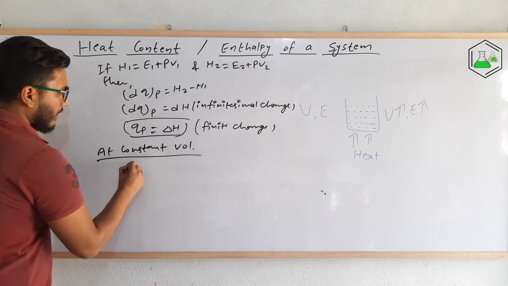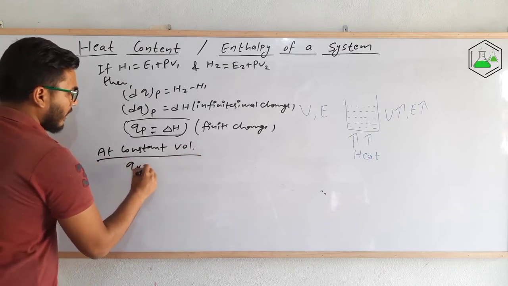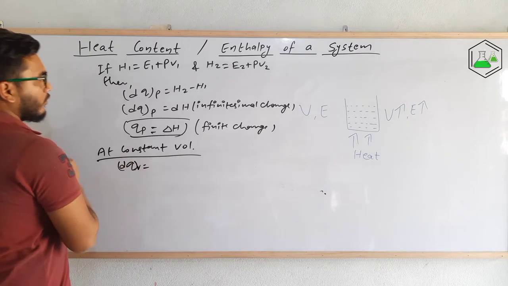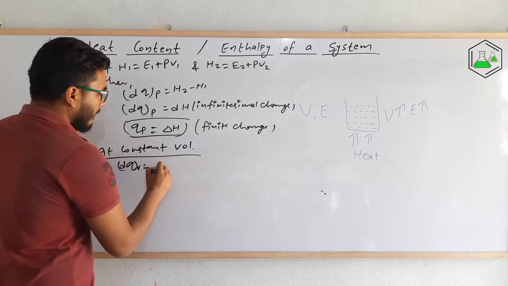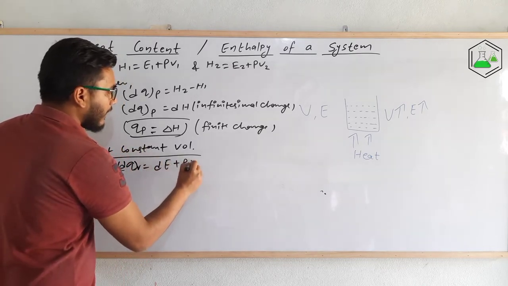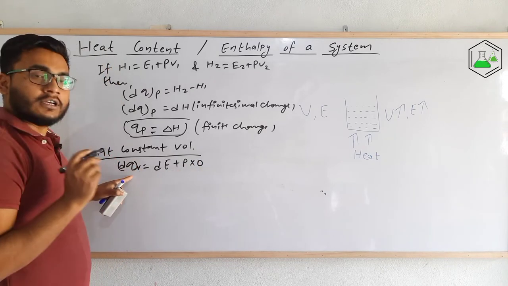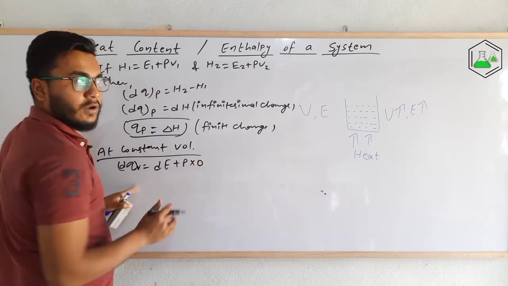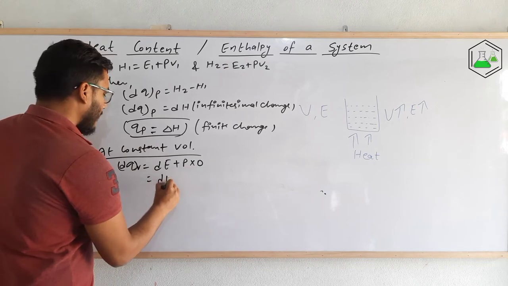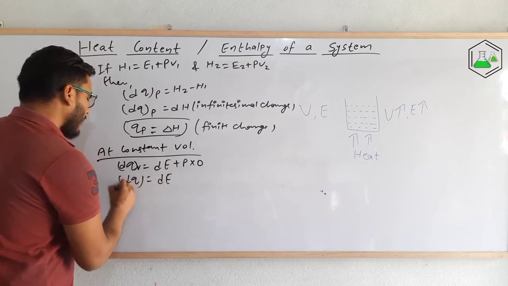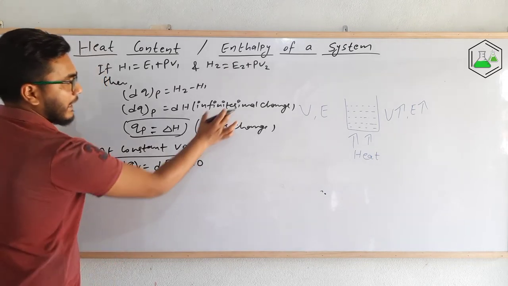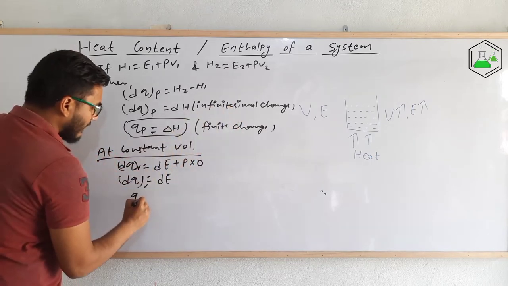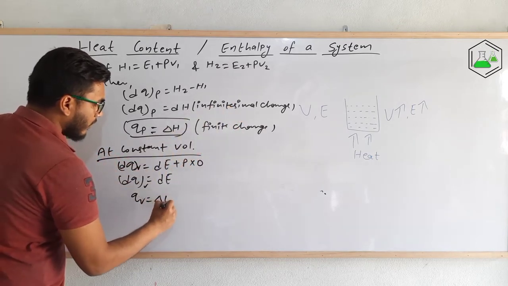At constant volume, dQV will be equal to, from the first law of thermodynamics, dE plus P into 0. That means at constant volume, the value of dV will be 0. So it will be dE. So dQV will be equal to dE. This is for infinitesimal change. For finite change, it can be written as QV is equal to del E.